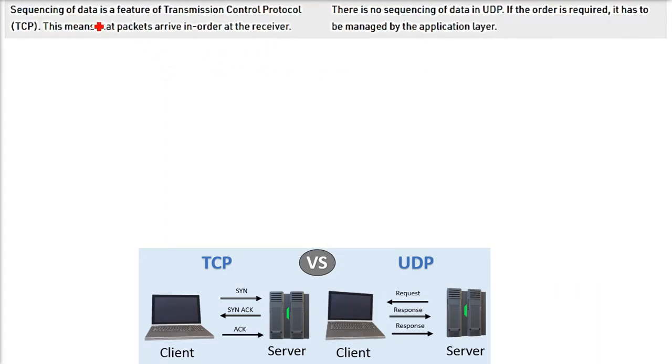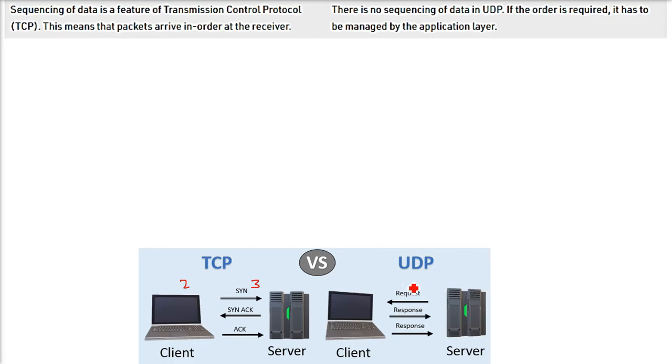Sequencing, as I said, the header of TCP contains a sequence number. So sequencing of data is a feature of transmission control protocol. This means that the packets will always arrive in order. If you send 1 2 3 packets, it will always be in 1 2 3 order. This mechanism of reliability and proper connection establishment means packets will arrive in order.